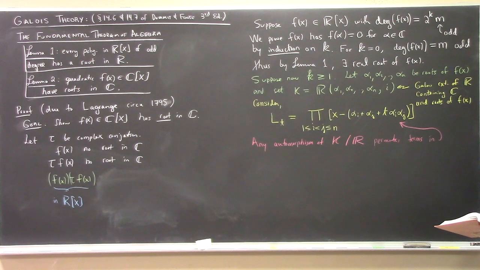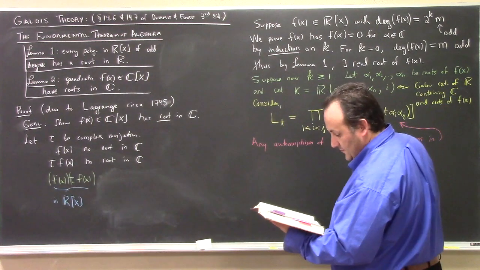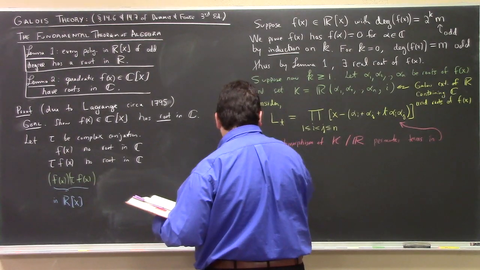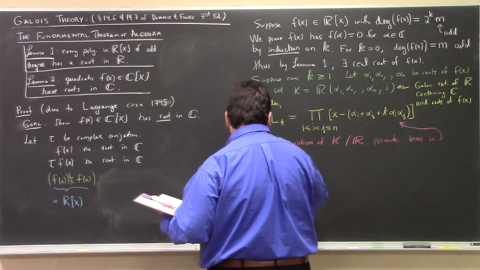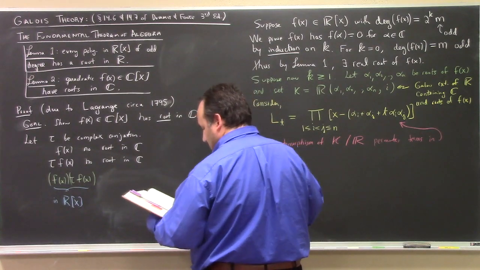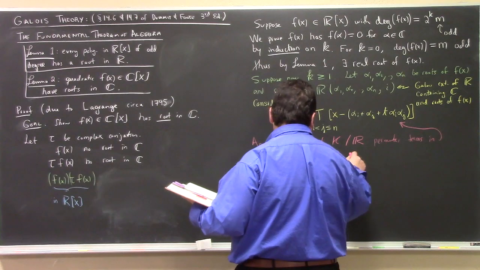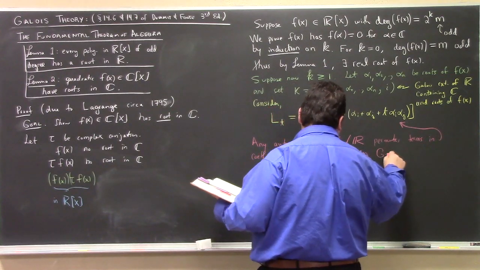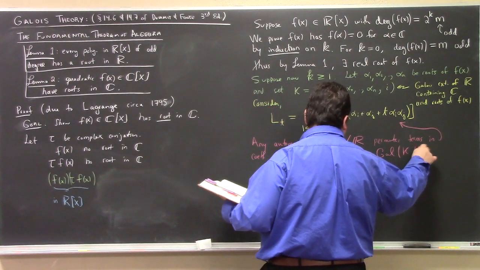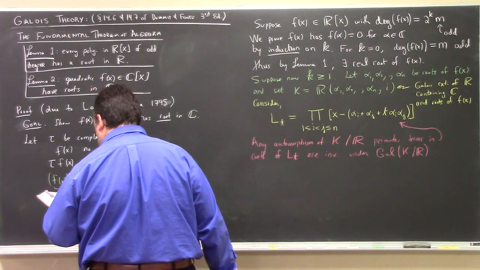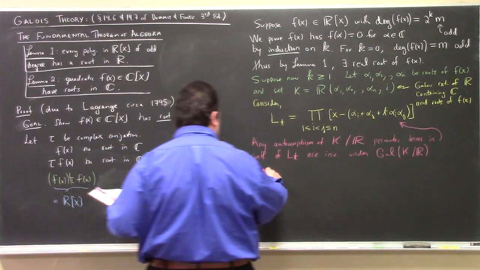So let's see here. The coefficients of L sub t are invariant under the Galois group, which means that L sub t is a polynomial with real coefficients.